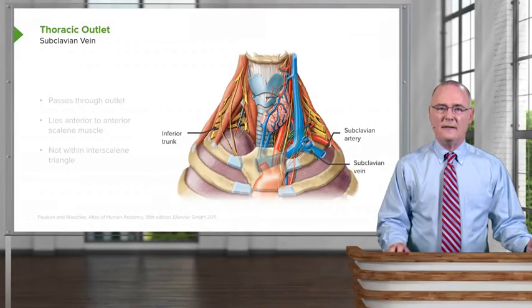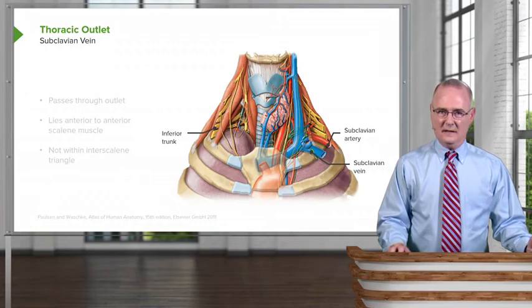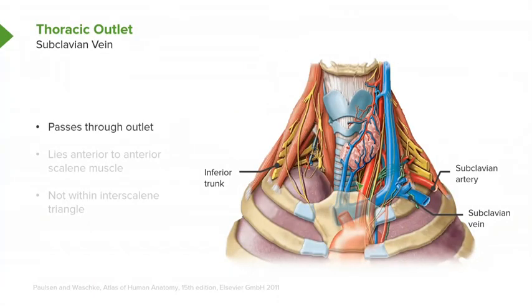Now we're going to identify another structural component here, and that is the subclavian vein. And as we look in the illustration here, we see the subclavian vein passing through the thoracic outlet. However, it will travel over the superior aspect of rib 1, but it lies anterior to the anterior scalene muscle. Consequently, the subclavian vein lies outside of the interscalene triangle, whereas the artery passes through the triangle.